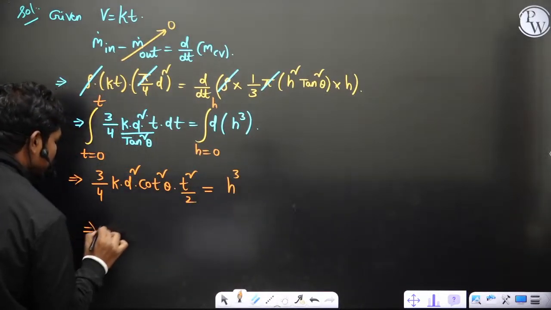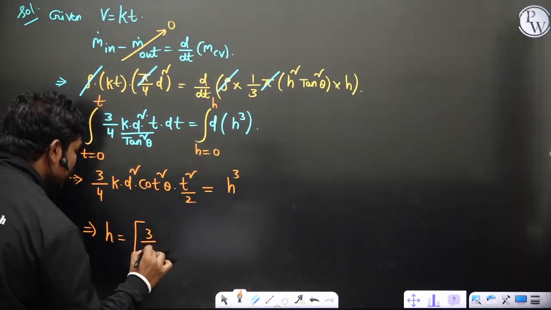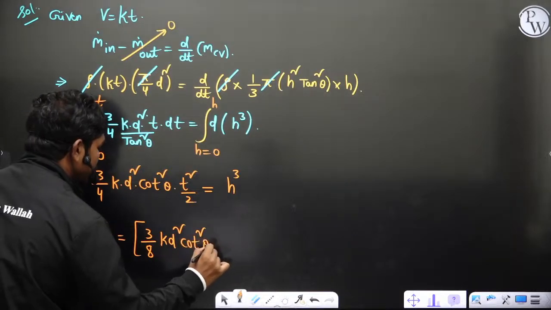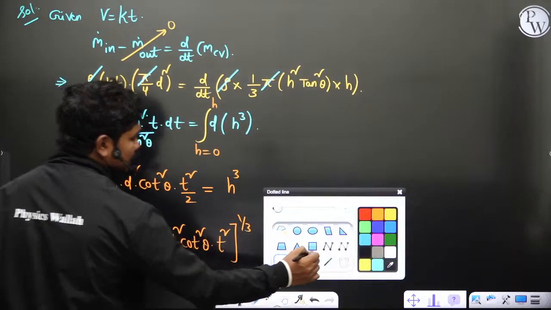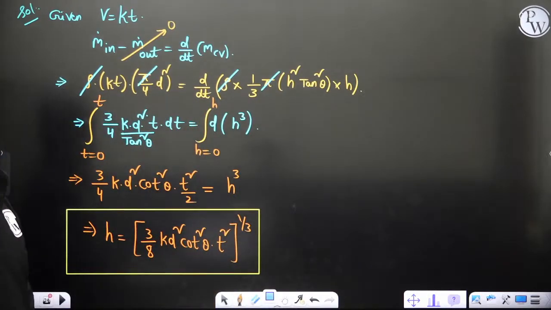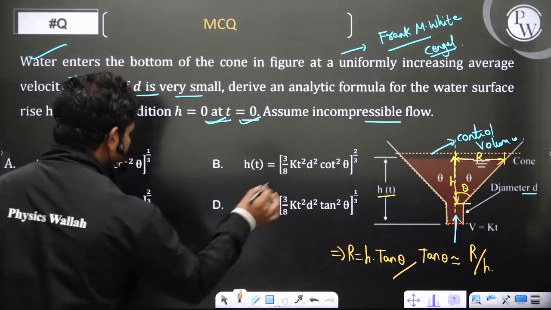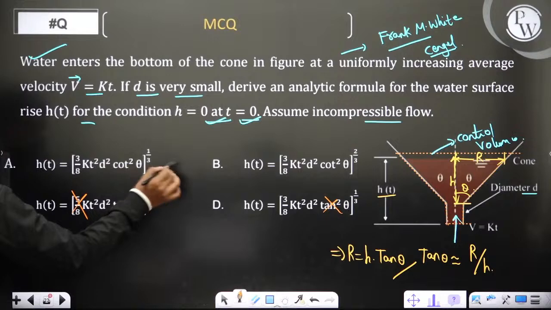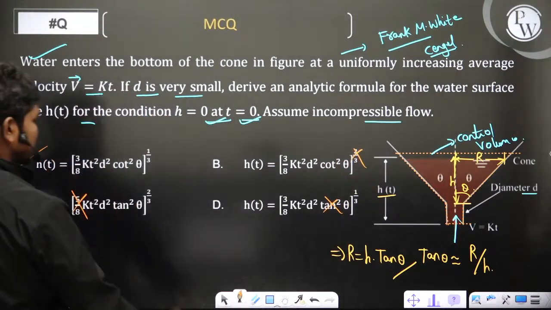So height at any given time is given by 3 by 8 k d square cot square theta into t square, whole power 1 by 3, that's it. So this is actually the height of the water level at any given point of time. So first of all, here we have 3 by 8, this 5 by 8 is wrong. Then we should not have tan thetas in the numerator, so both are cot square thetas. This power 2 by 3 is also wrong, so option A is the correct answer.